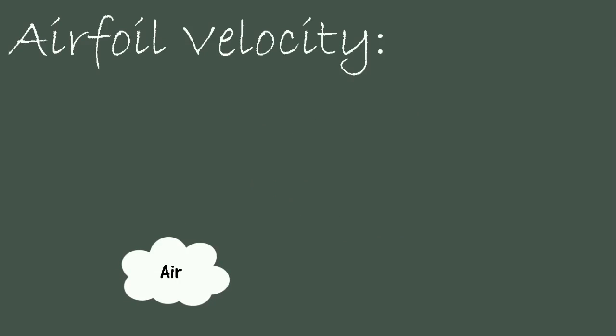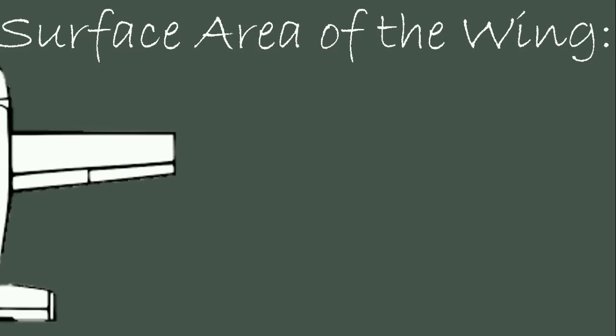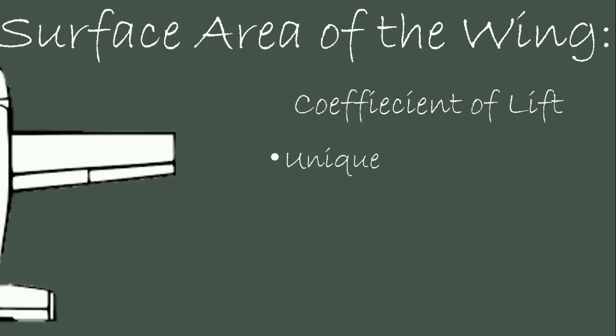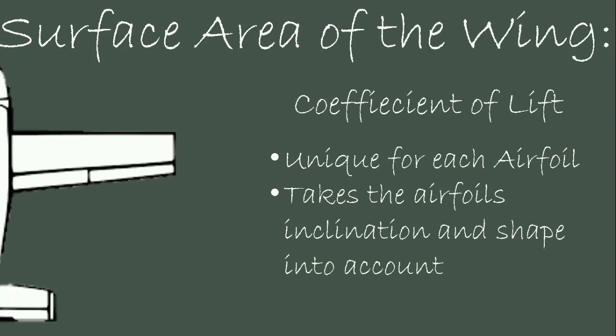A higher airfoil velocity will result in more airflow passing over the wing per second, and more air molecules striking the surface per second. So, unsurprisingly, it is vital for lift. Thirdly, the bigger the surface of the wing, the more air molecules that can strike it at any one time. And finally, each airfoil has a unique coefficient of lift. This is the value that takes the airfoil's shape and inclination into account when calculating the force of lift.